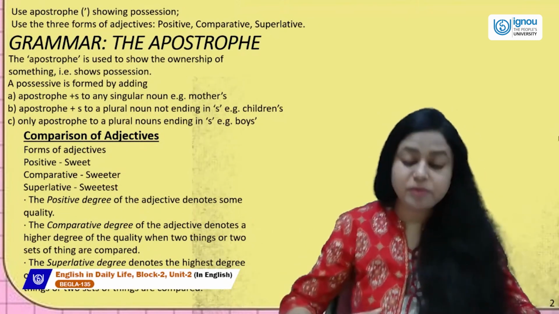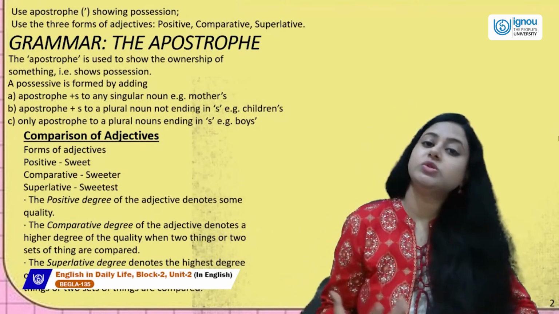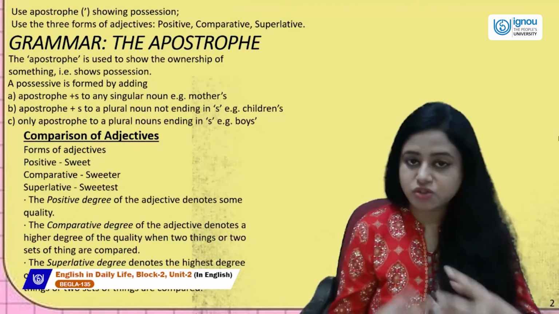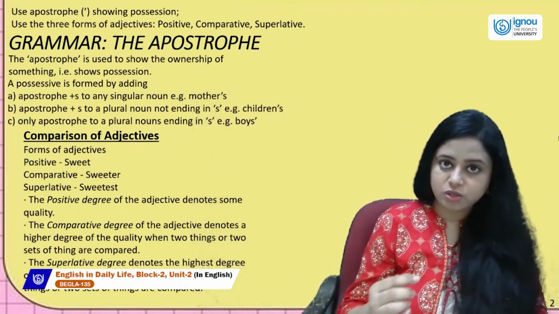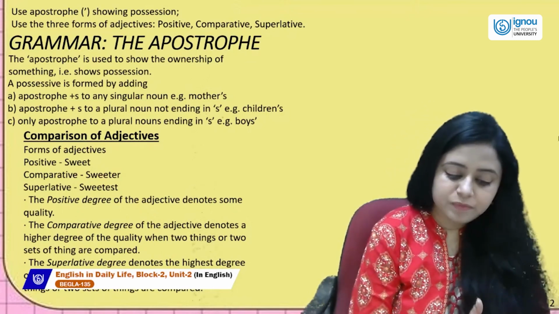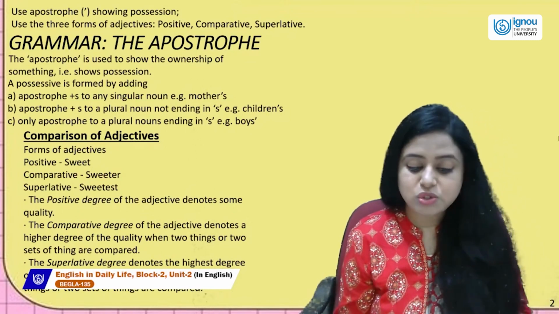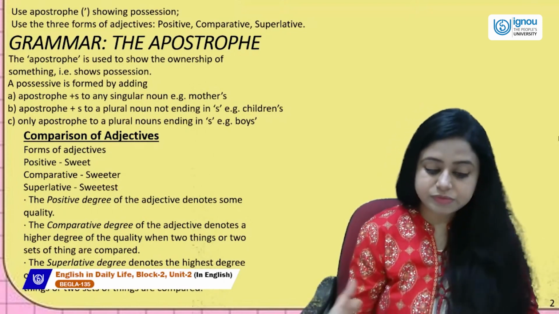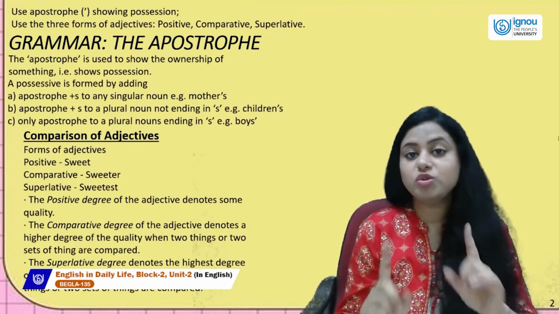Now, before we move to adjectives, I would also like to look at more examples for apostrophe. So I'll just revise this once more and I'll tell you about one more factor here. Let's see, apostrophe is used to show ownership of something. So first is singular noun. Now singular noun, what do you do in singular noun?